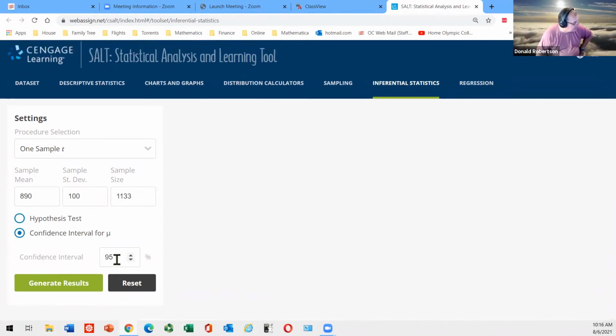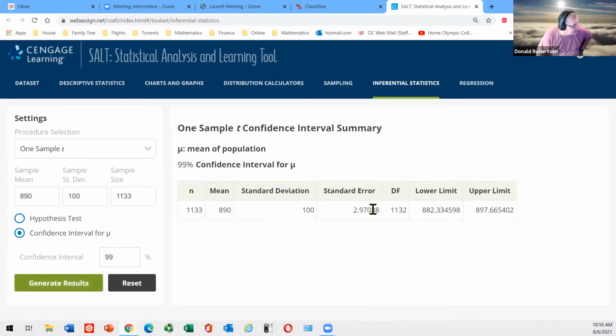Hit that guy, make this 99. Now I'm going to hit generate results. And when I hit generate results, I want the answer to be 872.8 to 907.2. Do you know it probably won't be? But it'll be darn close to it because there's a bit of rounding off, you know, that they did. And because of that, we sometimes disagree. And it is 882. Actually, that's a bit out. And 897. What happened? Standard error.